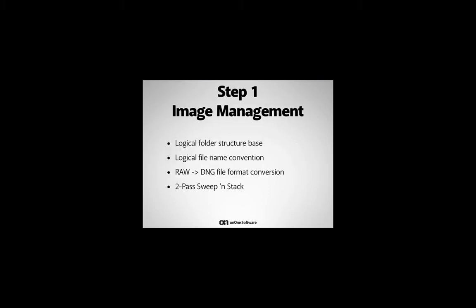So to break it down, again, with image management, what I mean by that is having some sort of a logical folder structure, making sure that your file name makes sense to you. Converting, for me, I shoot in RAW and I convert to DNG, which is Adobe's digital negative file format. There are a few benefits there, and we'll go over that in a minute. And then finally, what I call a 2-pass sweep and stack. I use Adobe Lightroom to manage my images, but this works for Apple's Aperture as well, if you're an Aperture user. And we'll go through that.